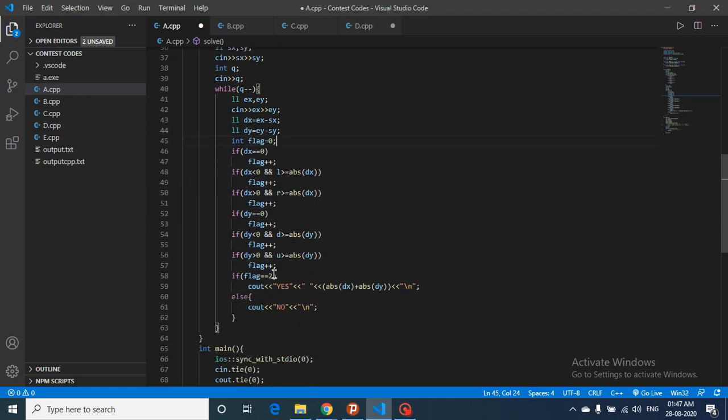Same I will do for y, and the flag will turn out to be 2 only when both of these conditions hold true, like any one of these 3 and these 3. And after that, if the flag turns out to be 2, which means that both of these conditions hold true, the answer is just the absolute difference of dx plus dy, because I have to go dx amount in the x direction and dy amount in the y direction, so I have to take these many steps, and we just have to output yes. Otherwise, if this is not possible, we have to output no.